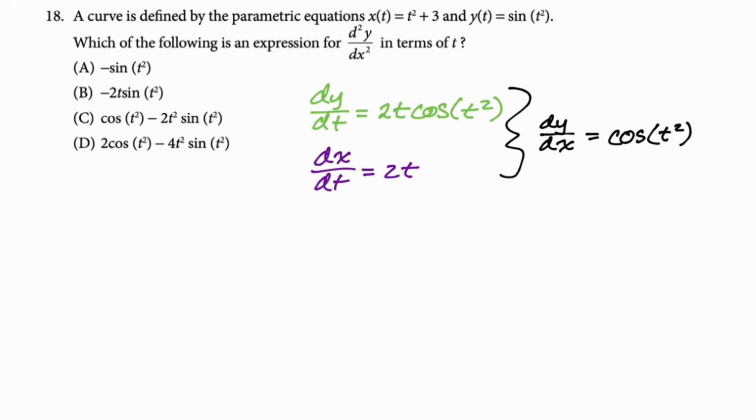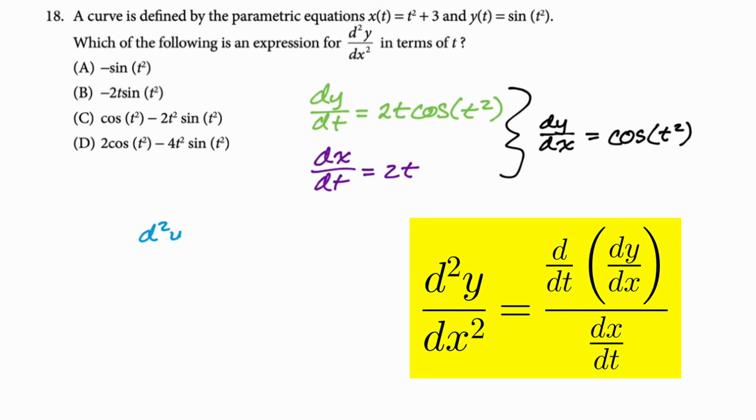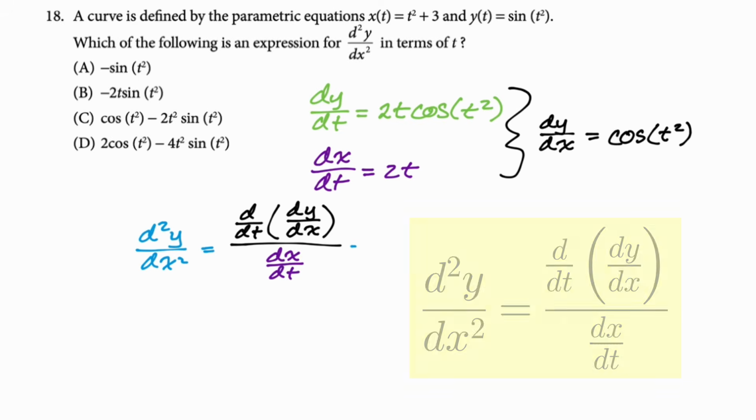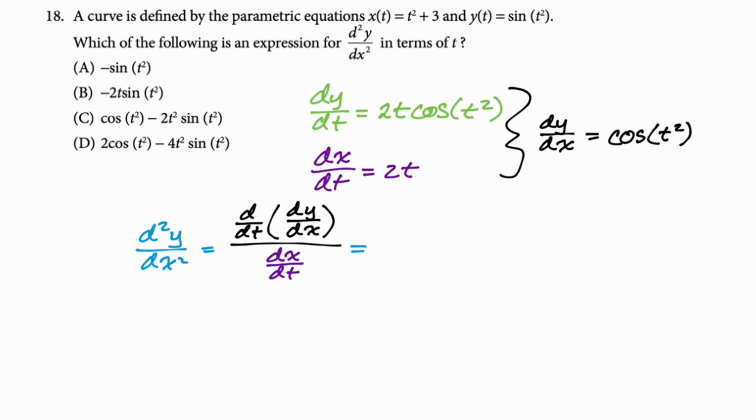Okay, now for the second derivative, which has this crazy notation because we're applying the d dx twice, we need to do d dt of dy dx over dx dt. Memorize that. It's great if you also understand it, but definitely memorize it because you are probably going to need to use it once, and never more than once, but probably once on the exam. All right, so we need to find the derivative of dy dx with respect to t.